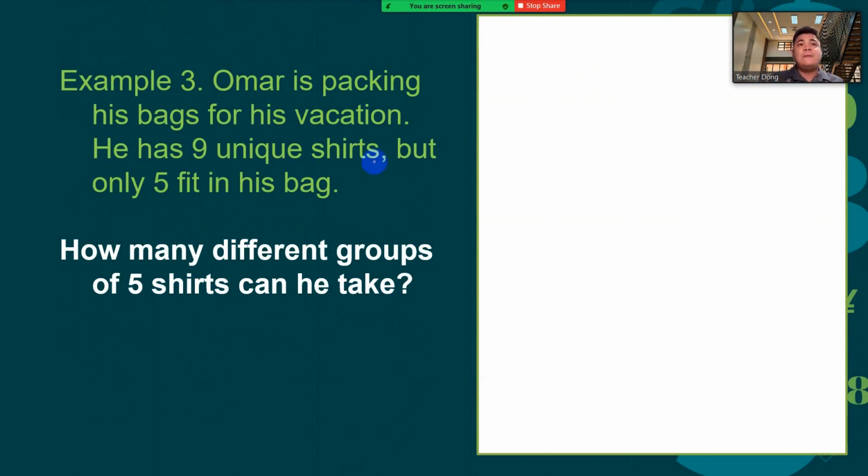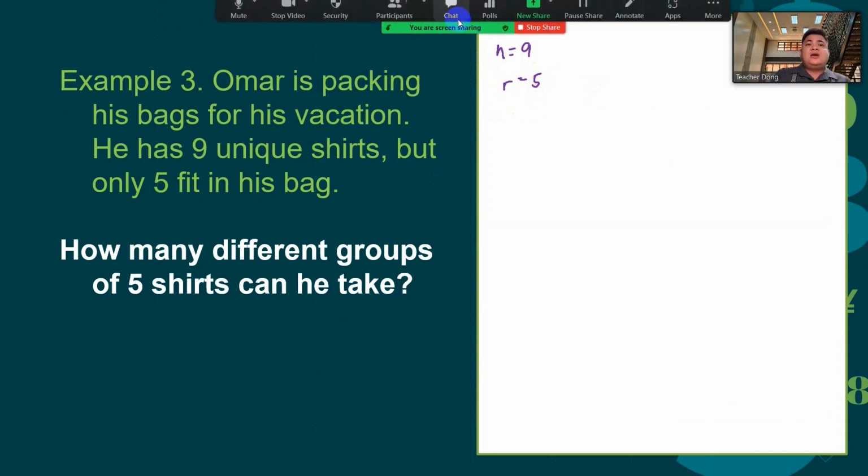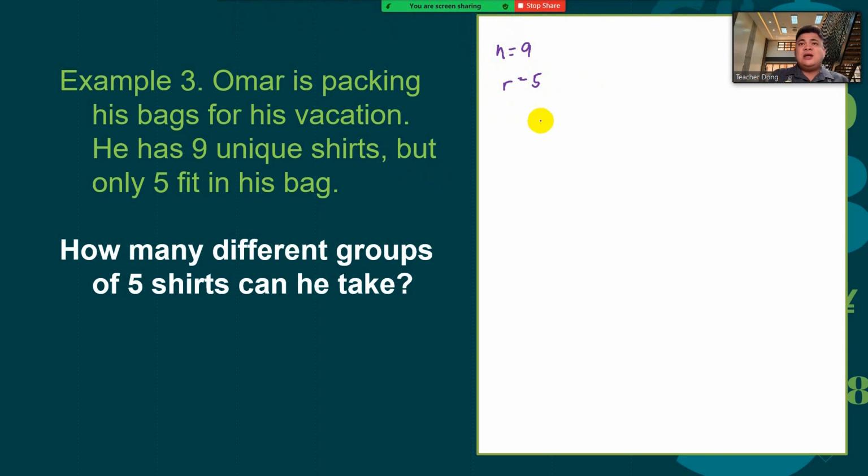So for number 3, as you can see, you are packing your things or your shirts. Here, how many unique shirts? We have 9, and only 5 of the 9 shirts will fit. So it means that we can simply say it's combination of 9 taken 5. Okay, this is very simple. So combination of 9 taken 5 is just 126 combinations or arrangements. Okay, next.